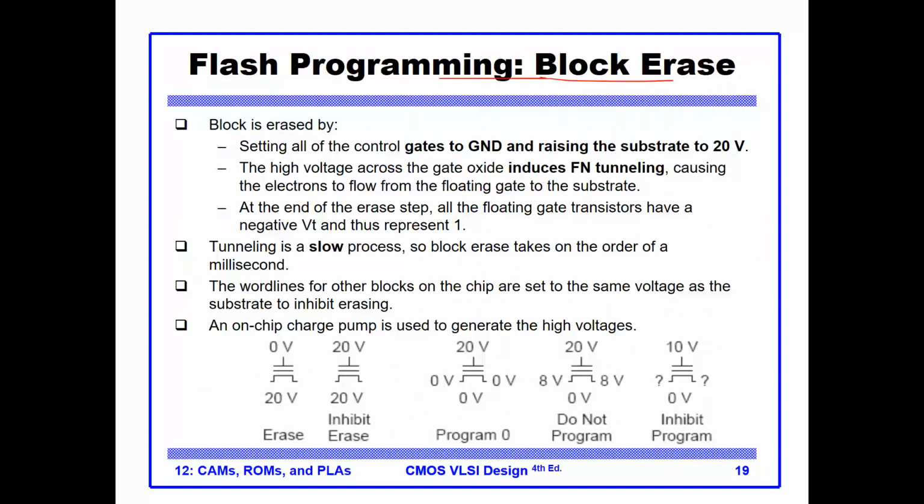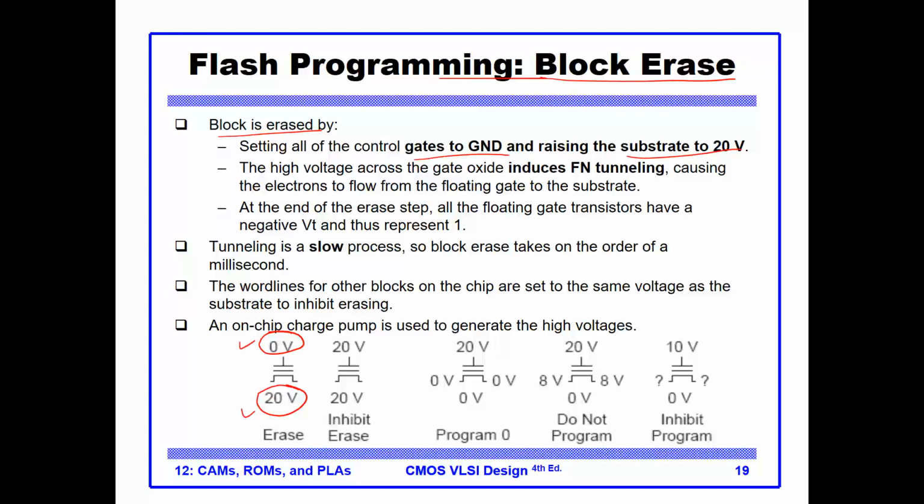The block erase operation occurs by applying 20 volts on the substrate and 0 volts on the gate. So the block is erased by setting all the control gates to ground, as we see right here, and the substrate to 20 volts, as we see right here.